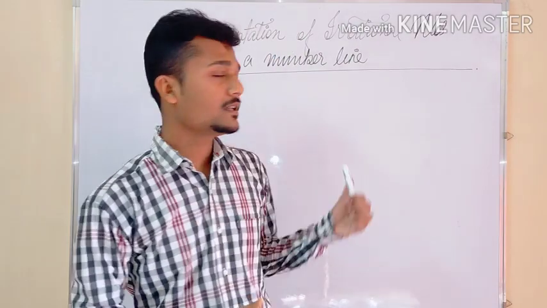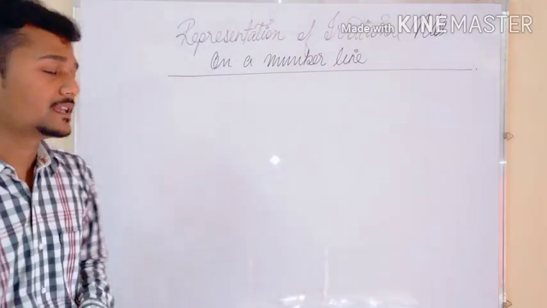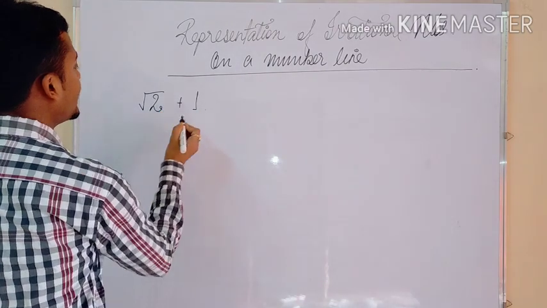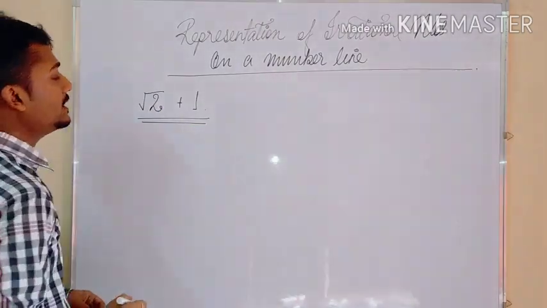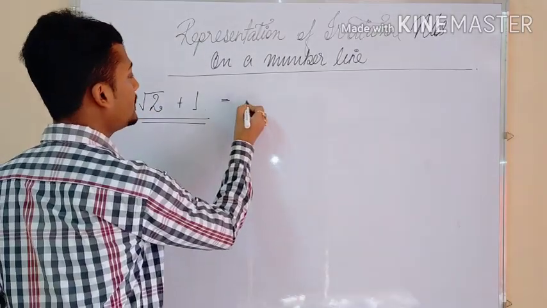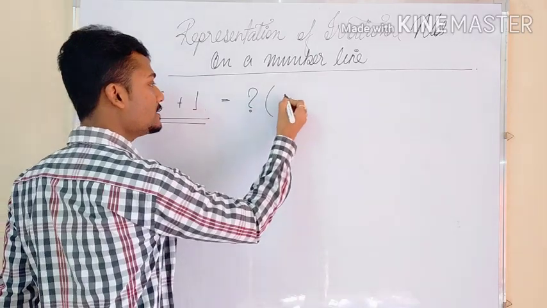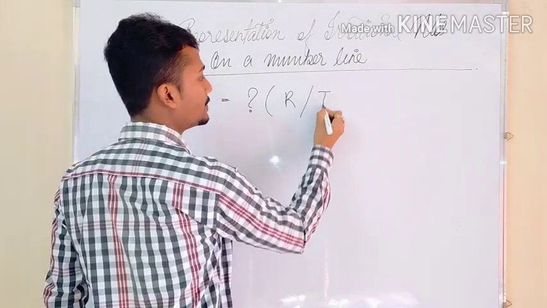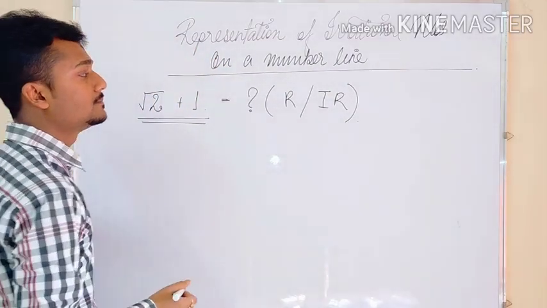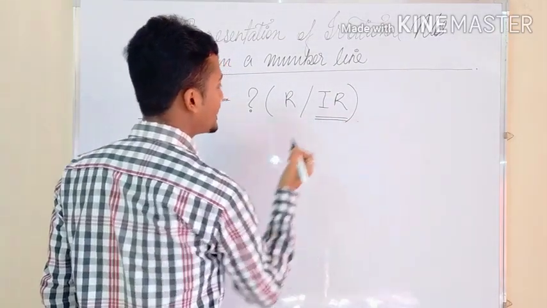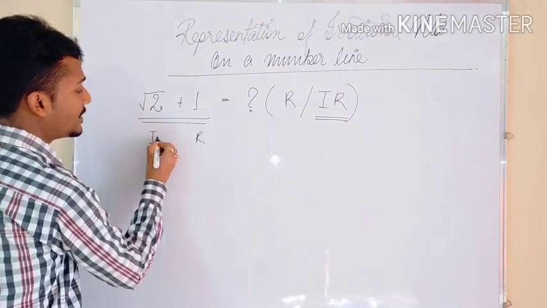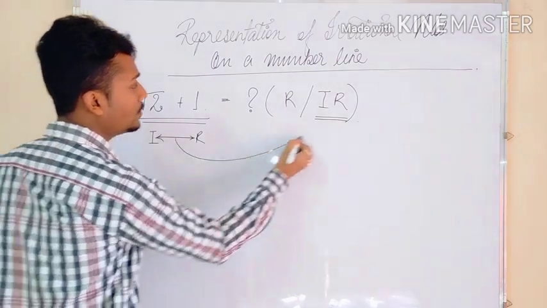So these were the questions which were very simple by nature. Now let us take one more example. Root 2 plus 1. Can you tell me whether it is rational or irrational? That means if I add root 2 plus 1, the result will be in rational form or irrational form. Yes, it will be irrational. Why? Root 2 is irrational, 1 is rational, and rational plus irrational is equal to irrational.